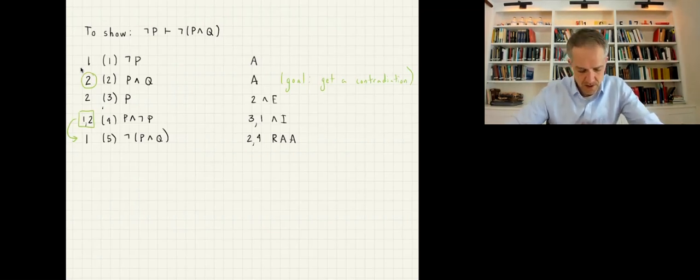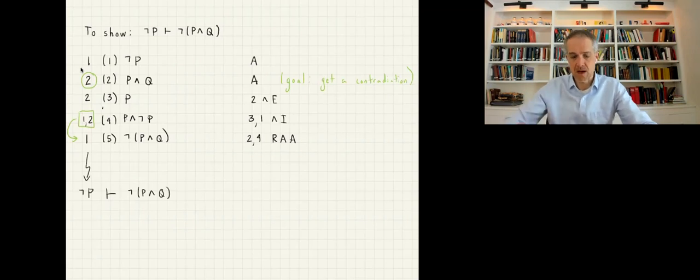And as usual, I go back and check, what have I shown? What was on line 1? That was not P. What was on the final line, line 5? Not P and Q. So here's what I've shown, as I wanted to do. So not P and Q follows from not P.